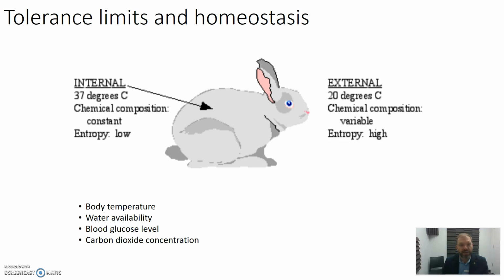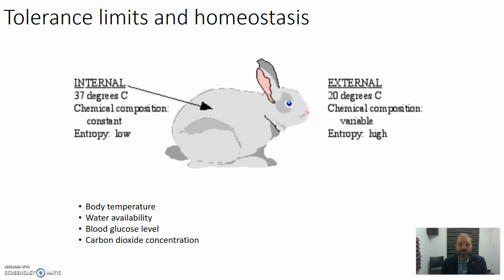So the other things about the tolerance limits, we can think of as temperature and water availability and things like that. So a multicellular organism has a number of different things that it needs to maintain in order to keep those cells healthy, because there is a difference between that external and internal environment.